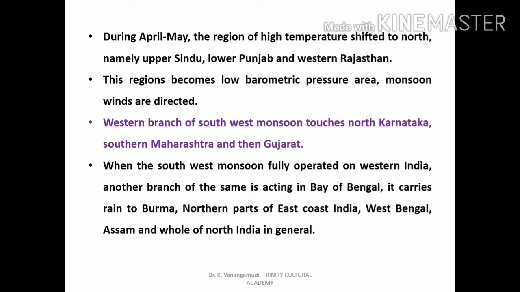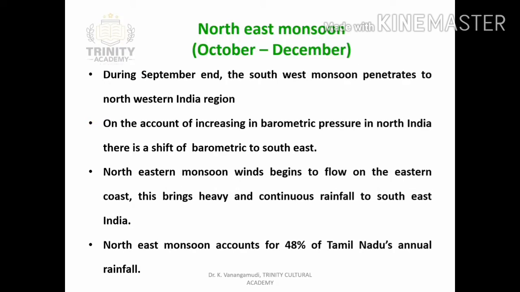Northeast monsoon occurs during October to December, which is more important as far as Tamil Nadu is concerned because 48% of the total rainfall is received by this monsoon. During September end, the southwest monsoon withdraws from the northwestern India region on account of the increasing barometric pressure in North India. There is a shift of barometric pressure to the southeast. Northeastern monsoon winds begin to flow on the east coast. This brings heavy and continuous rainfall to southeast India.